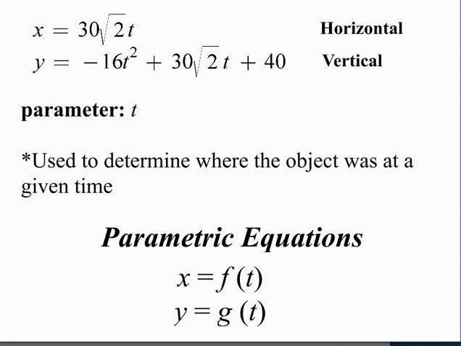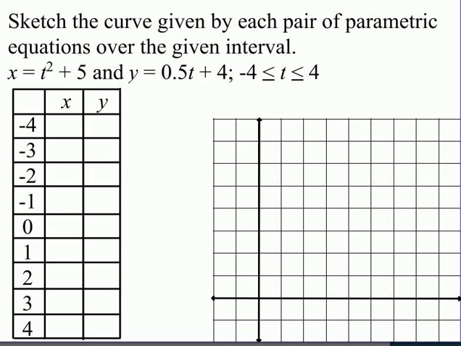Notice, x refers to your horizontal, y refers to your vertical, and your parameter is t. This is used to determine where the object was at a given or specific time. x is always going to be f of t, y is always going to be g of t. Let's look at what this says: sketch the curve given by each pair of parametric equations over the given interval. x equals t squared plus 5 and y equals 0.5t plus 4, where t is between negative 4 and positive 4.